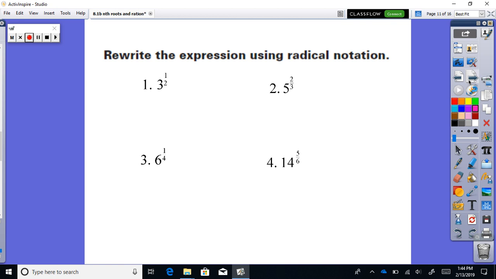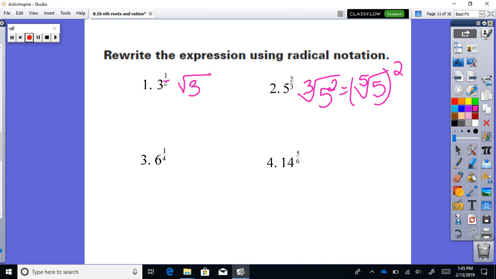Let's go backwards. 3 to the 1/2. That's going to be the square root, because the square root has an index of 2, of 3 to the first power. So square root of 3. 5 to the 2/3. The 3 is in the denominator, so it's going to be the cubed root, and it's 5 to the second power. You could either write that like this, 5 squared, or the cubed root of 5 and then squared. So either one works, or you could write it as cubed root of 25.